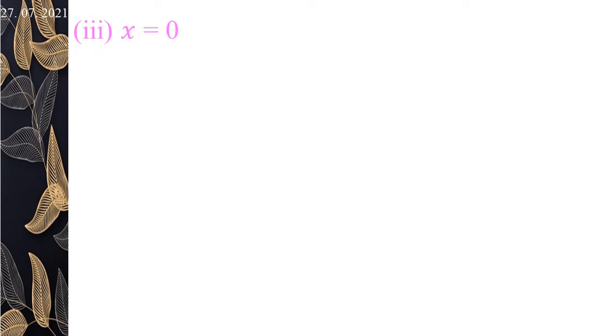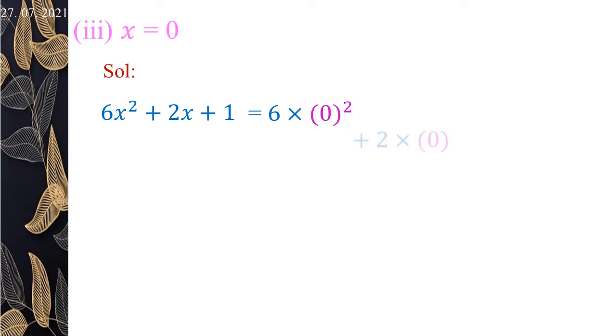Third one, x equal to 0. Let us find the solution. The expression is 6x squared plus 2x plus 1, where the x value is 0. Now substitute the x value in x's place. We get 6 into 0 squared plus 2 into 0 plus 1.